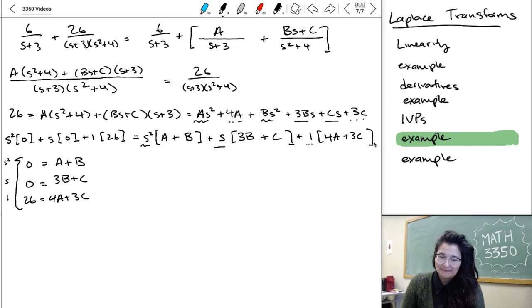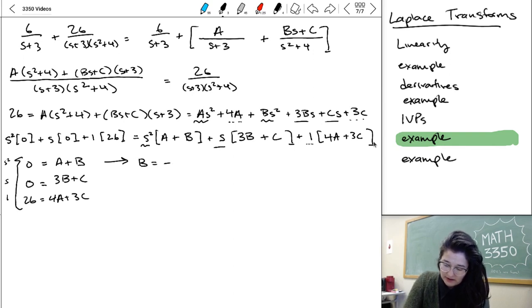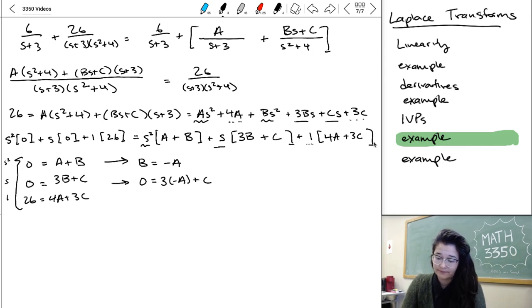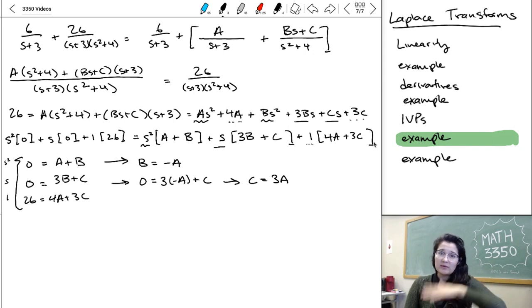So we're going to start solving this. For my top equation, 0 is equal to a plus b. That's going to give me that b should be equal to minus a. And then I'm going to go ahead and substitute that into my second equation. So instead of 0 is equal to 3b plus c, that's the same as 3 times minus a plus c. And that's going to tell me that c is equal to 3 times a. I'm just trying to get everything in terms of one variable so I can solve for it, and then we'll be able to plug everything back in.